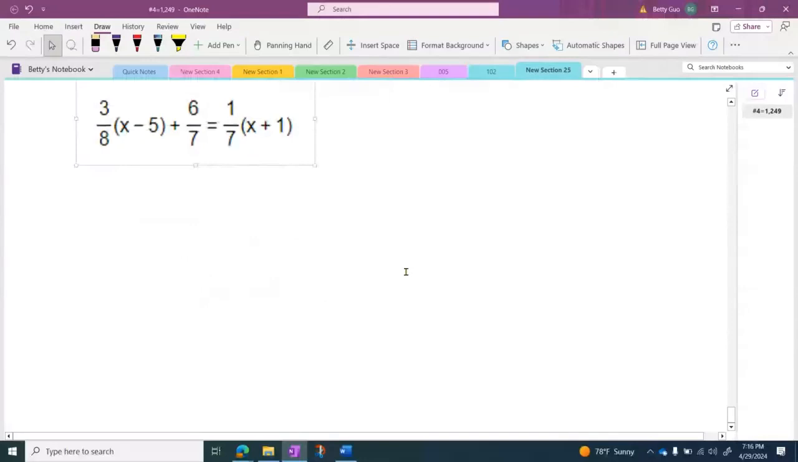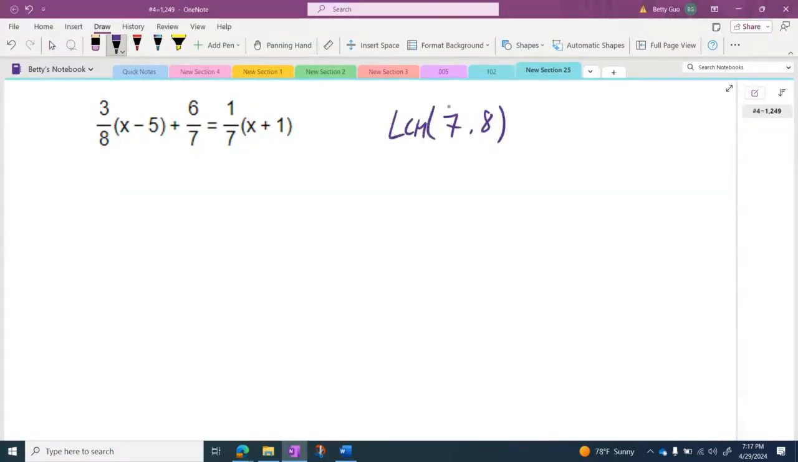I'm going to remove the denominator again. The denominator first again. So we have two denominators. Since 7 and 8 are co-prime, hope you still remember that. 7 is a prime, 8 is 2 times 2 times 2, so they are co-prime. The LCM is their multiplication, 56. So I'm going to multiply here by 56 and here by 56.